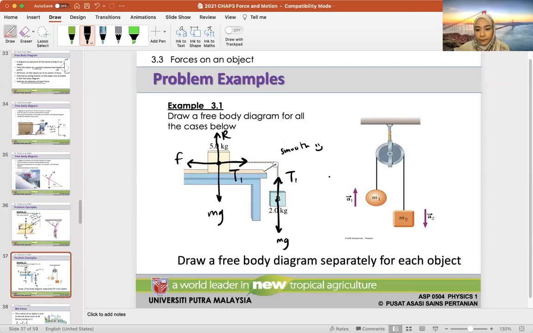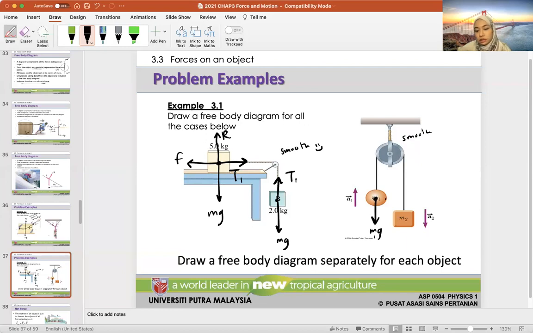What time is it? Okay. And then for this guy, this is also smooth. Kita memang pakai smooth pulley je untuk kita punya syllabus. Here they say that we have acceleration going upwards and acceleration going downwards. So kita tak belajar lagi pasal ni. Tapi kalau saya nak lukis dia punya free body diagram, kita tak belajar lagi acceleration, saya akan lukis macam ni, mg.